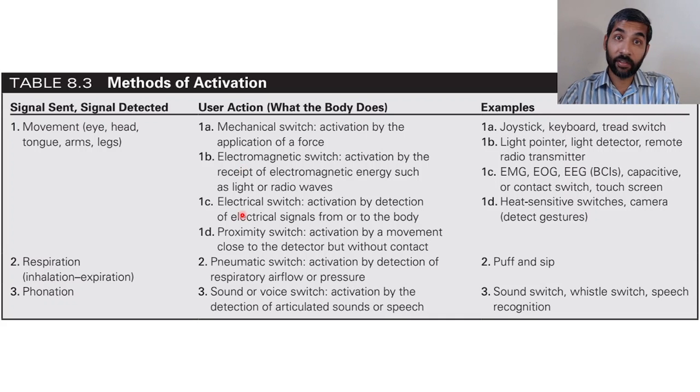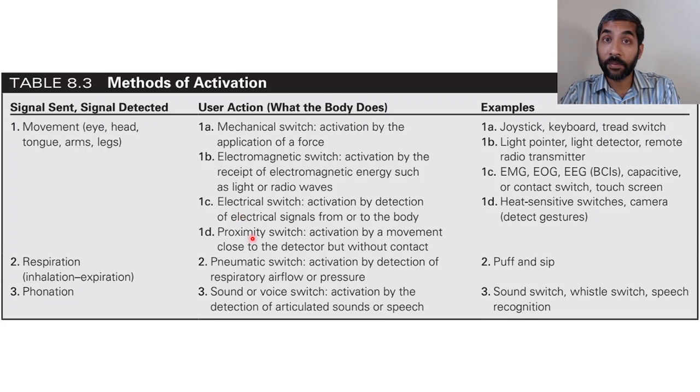Or you could have electrical switches, which means that you're looking at the signals from the body, electrical signals. So, for example, EMG from a muscle, or maybe EOG from your eyes, electro-oculogram, right? O stands for ocular, not optical. Oculogram. Okay, so those are basically muscle signals that are recorded from the muscles in your eyes, and that could trigger a switch.